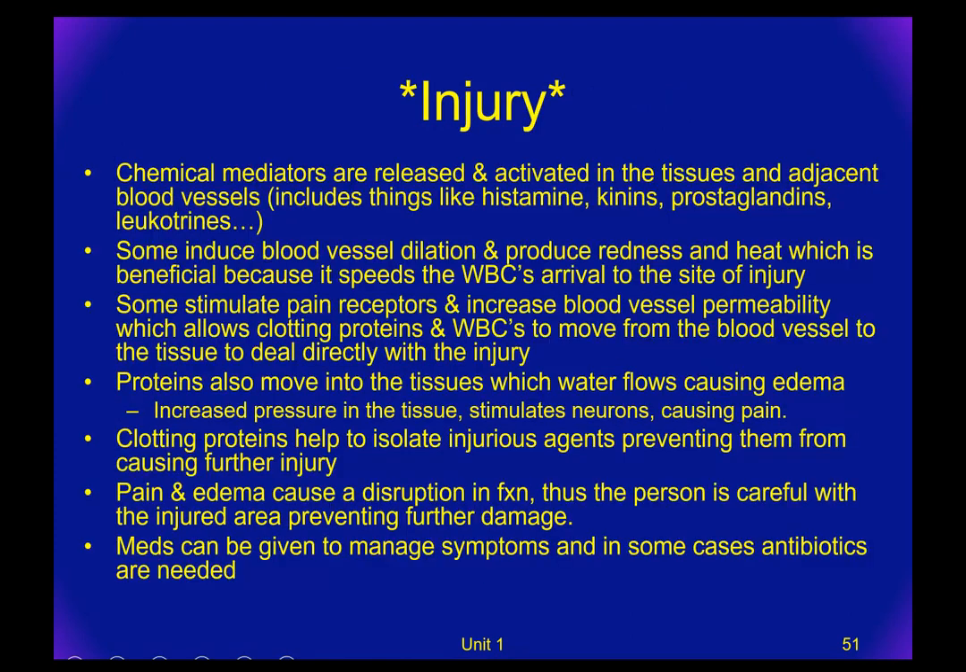So, in an injury, you've got chemical mediators. Mediate just means control. Chemical controllers that are going to be released, and they activate in the tissues. Basically, they help to activate adjacent blood vessels as well, the ones that are right next to the injury. These chemicals can include things like histamine and kinins and prostaglandins and leukotrienes.